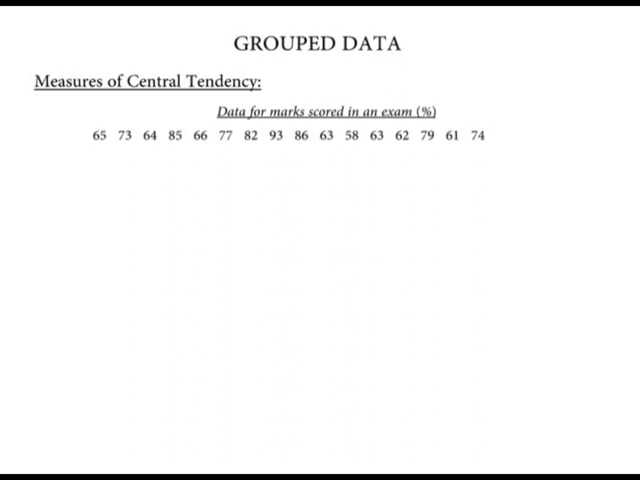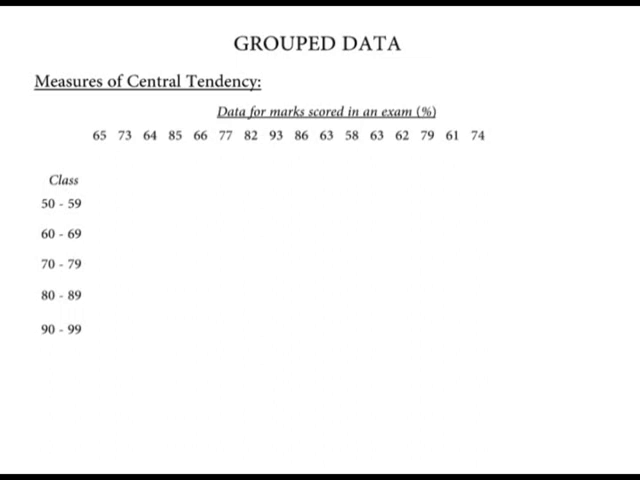To do this, you look at the highest and the smallest scores. For this case, let's have a range of 10. So we would have 50 to 59, 60 to 69, 70 to 79, 80 to 89, and 90 to 99.